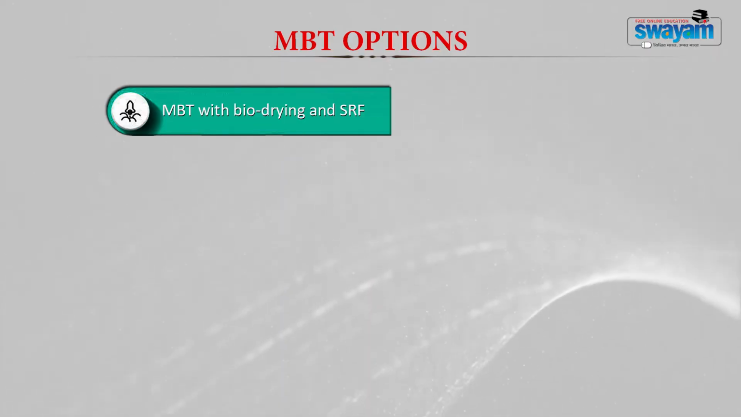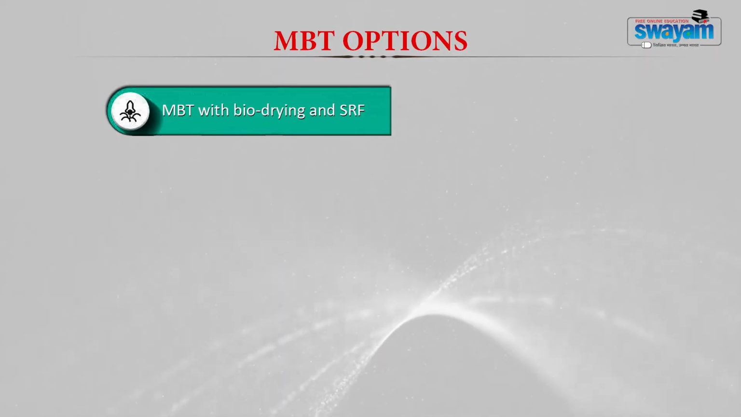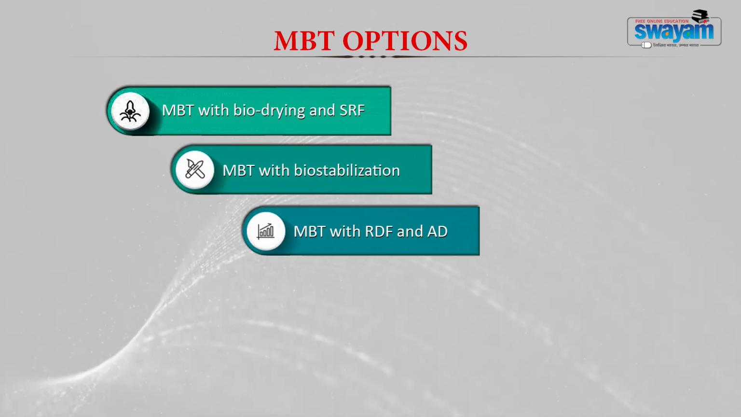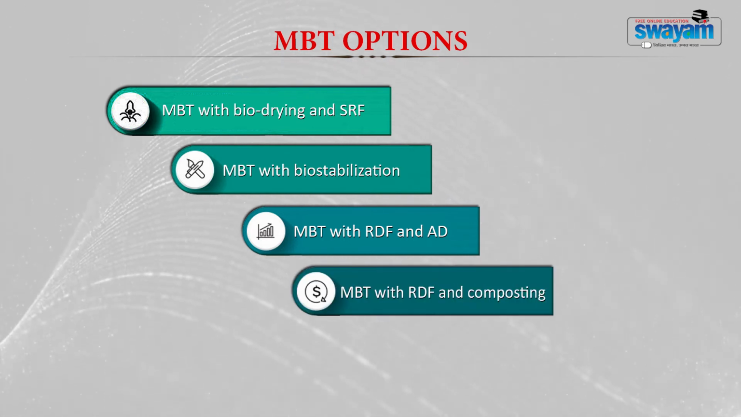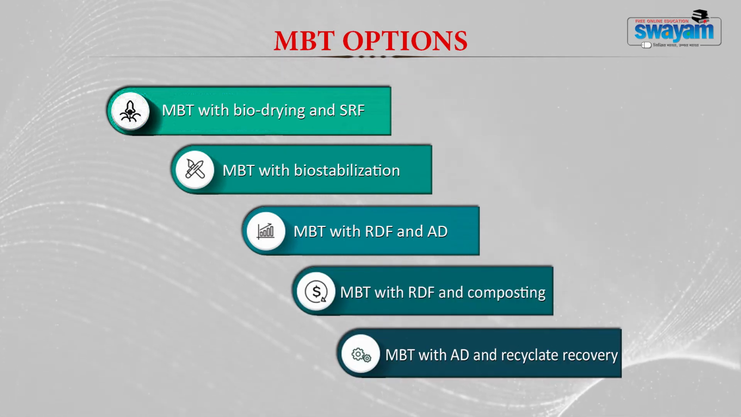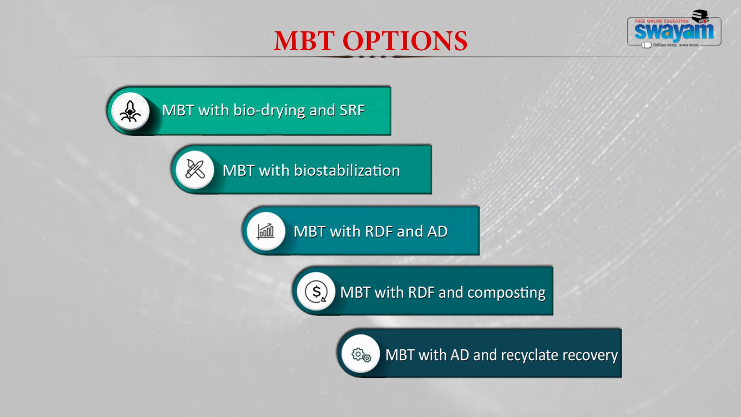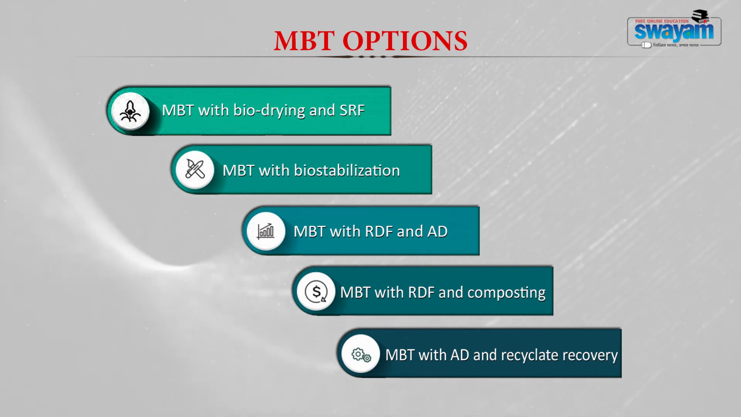Now, there are many different MBT options available. As I told you earlier, within MBT the process can be single or it can be used in combination. These are some of the popularly used MBT options all over the world. MBT with biodrying and SRF. SRF is solid recovered fuel. Then MBT with biostabilization is also available, MBT with RDF and AD, MBT with RDF and composting, MBT with anaerobic digestion and recyclate recovery. All these options are available, or such plants are installed throughout the world.